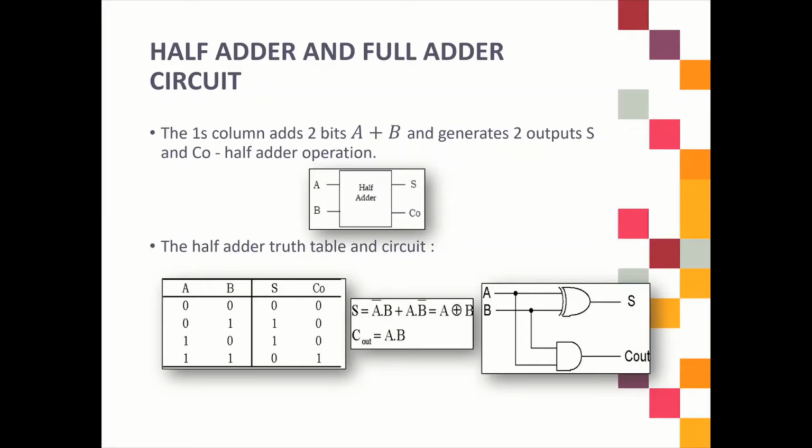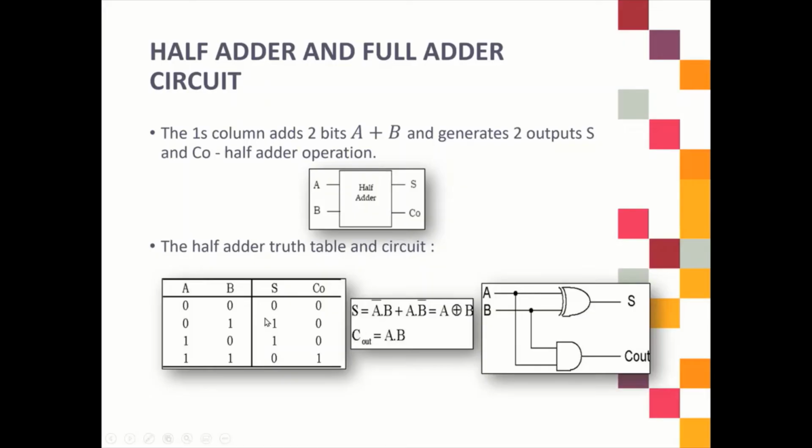To design the circuit, we need 3 steps, as you can remember from chapter 3 and chapter 4. The first step is to derive the truth table. The second step is to simplify the equation. And the last step is to draw the logic circuit. So we start with the first step, which is the truth table.